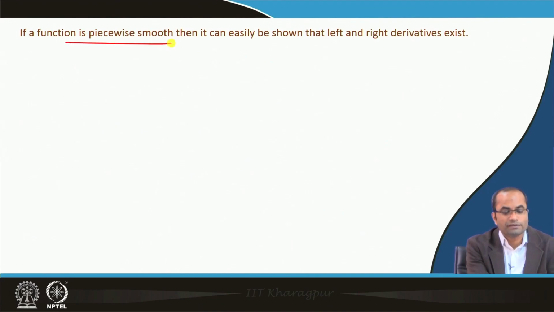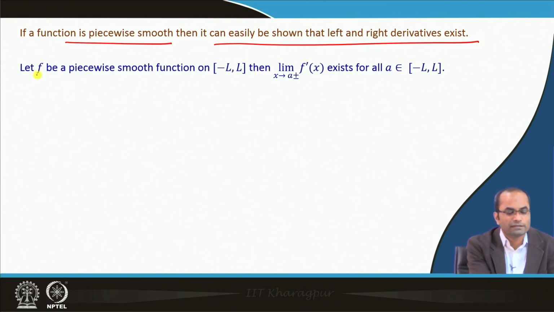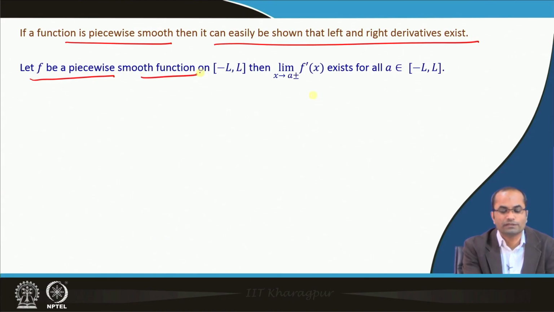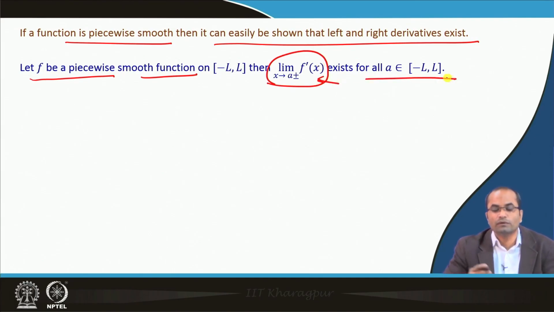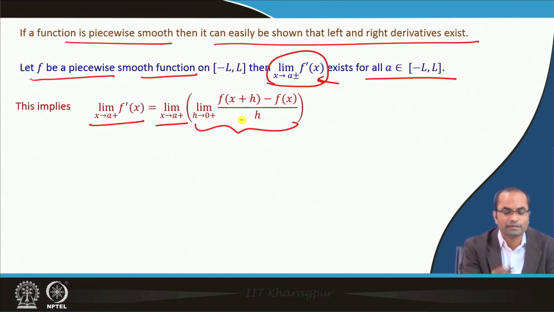However, if a function is piecewise smooth, it can be easily shown that left and right hand derivatives exist. For that we can just consider that f is a piecewise smooth function. That means all these limits exist, the derivative is piecewise continuous, and these limits must exist for all points a in this interval. What do we mean by this limit? The limit as x goes to a plus of the derivative f prime x we have just written here.